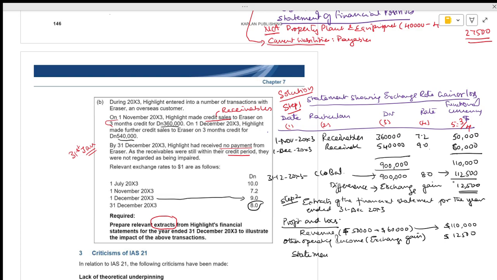What is the statement of financial position? We have to write receivables in the current assets. Which receivables do we have to take? We have to take the receivables at the closing balance. How much is the closing balance? 112,500.